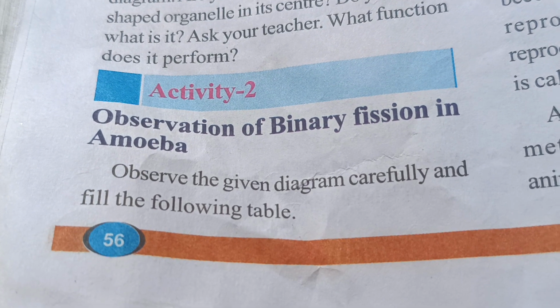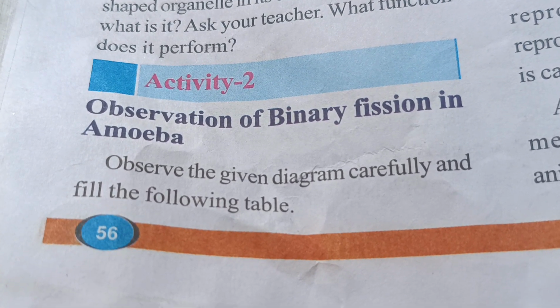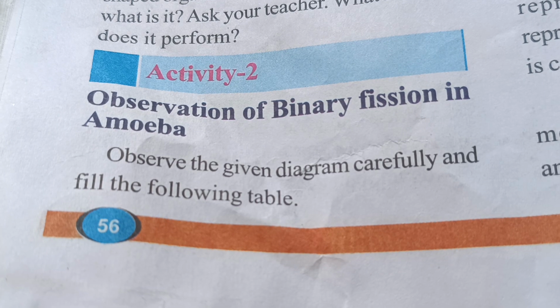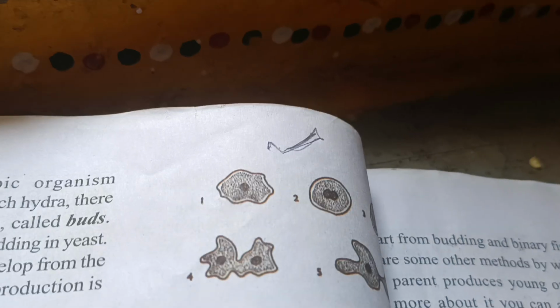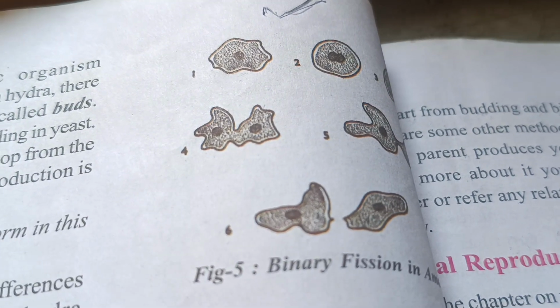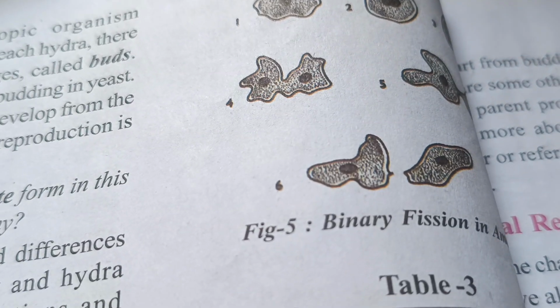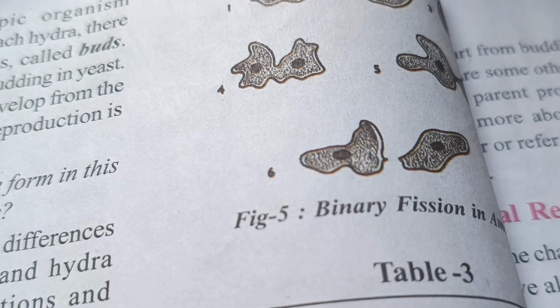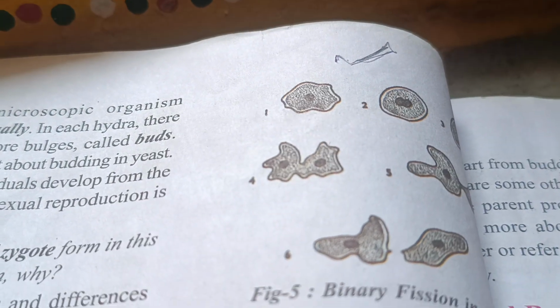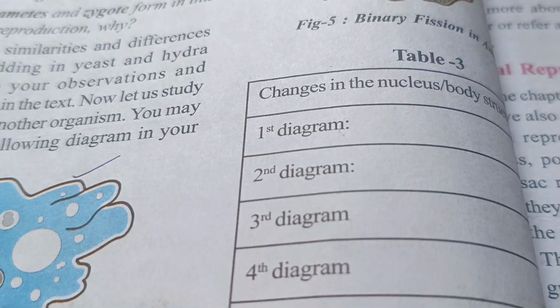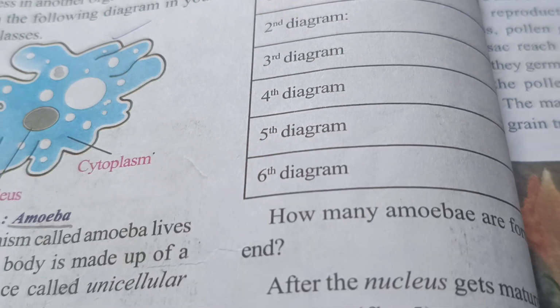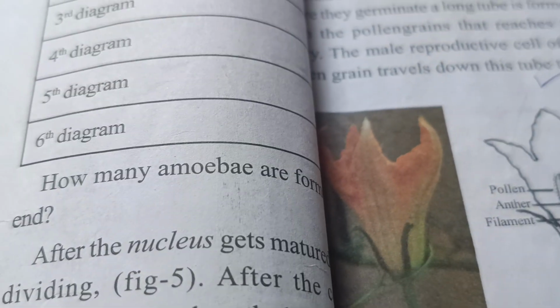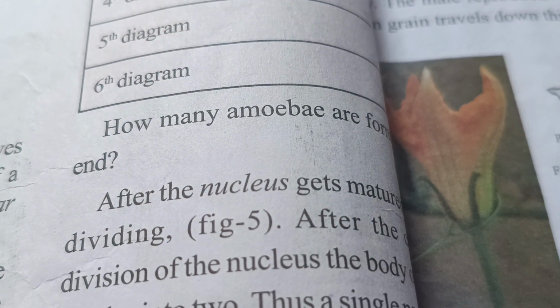Observation of binary fission in amoeba. Observe the given diagram carefully and fill the following table. This first one and second, third, fourth and sixth one. Binary fission in amoeba. So first diagram, second, third, fourth, fifth diagram, sixth diagram. How many amoebas are formed here at the ending?